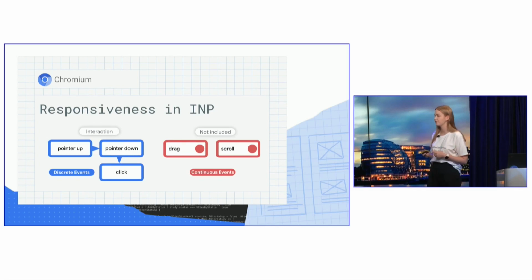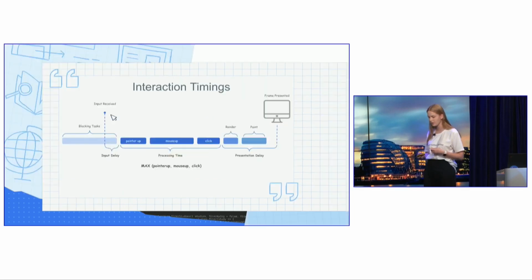So it includes pointer up, pointer down, and click. It's very important to know that we include only discrete events in one interaction and omit all continuous events. So we do not take care of drag and scroll, to make our lives easier and easily compute INP. So we know that we are measuring interactions, events. So how can we represent interaction timing?